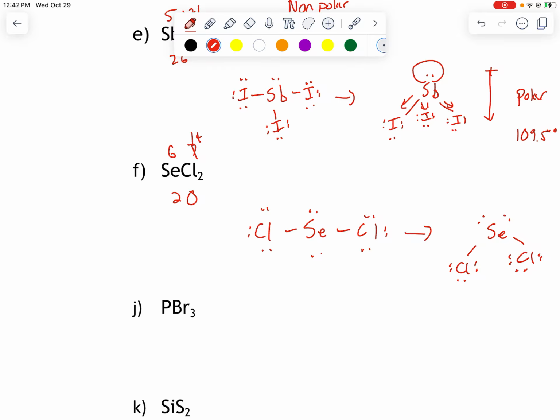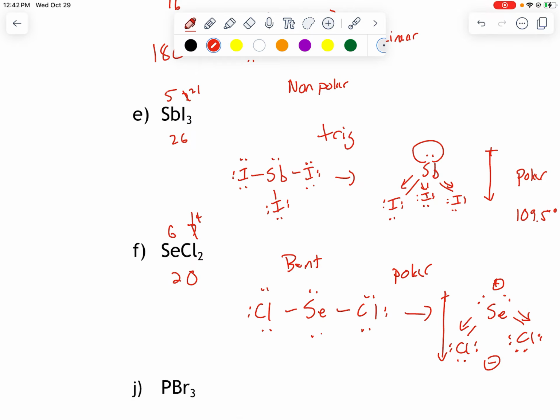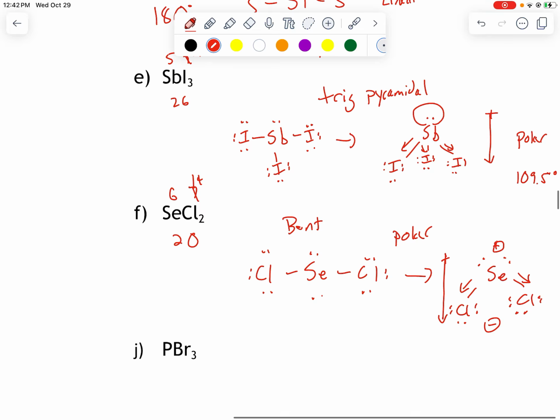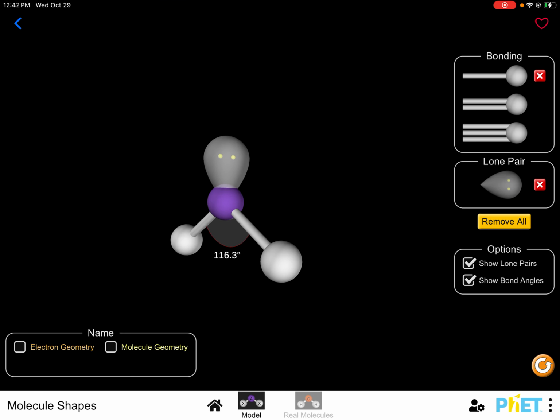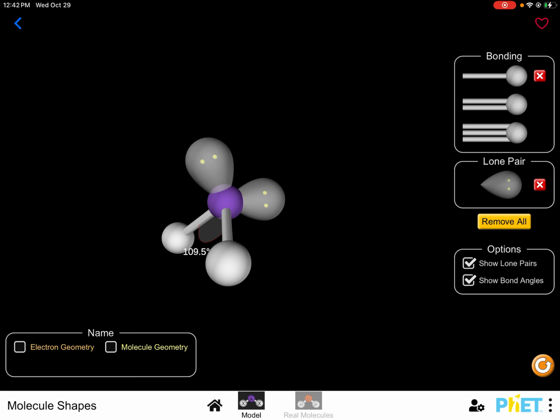Chlorine's definitely more electronegative than selenium. So your dipole moment's going to point towards the chlorine. This is polar, if you haven't figured it out, because it has the dipole moment. The shape here is bent. Sorry, I've done a bad job of writing down the shape type, maybe. But I've been saying them out loud, so hopefully you've been listening. So it's polar, it's bent. The bond angle for a bent shape with 2 lone pairs is 109.5.